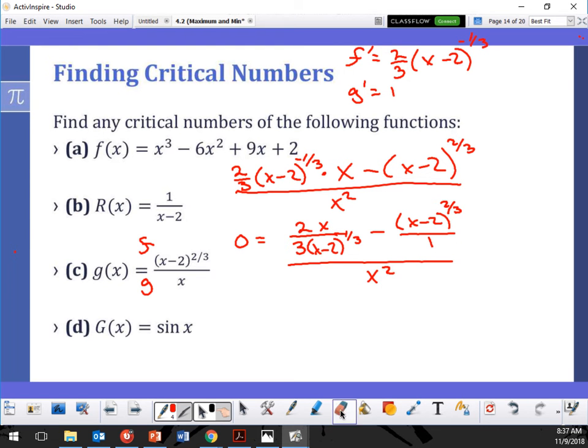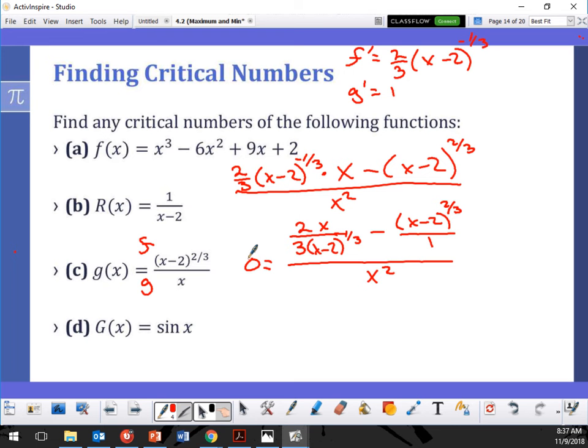Okay, so all of this is going to be equal to 0. Since it's all equal to 0, can I multiply both sides by x squared? But first we need to say that x squared is not equal to 0. We already know that because 0 cannot be on the bottom.